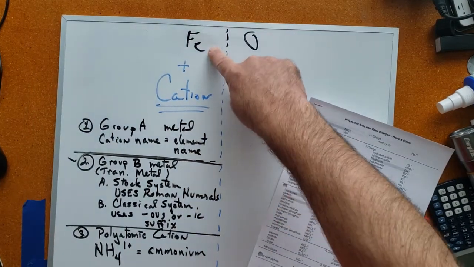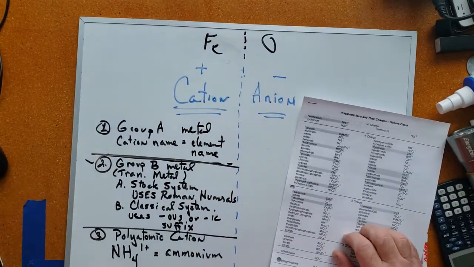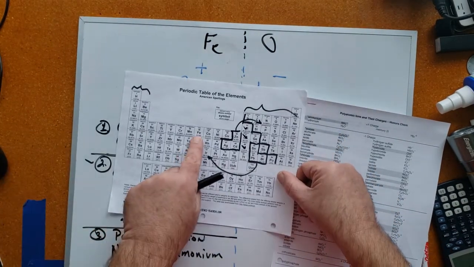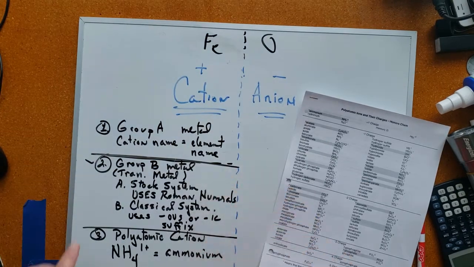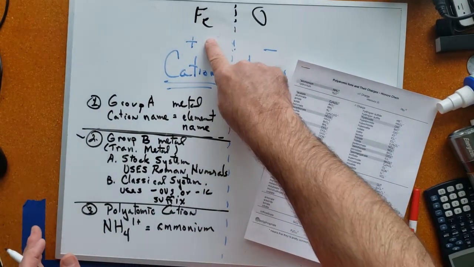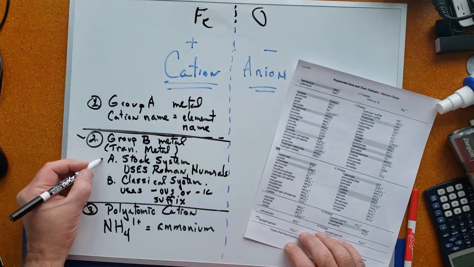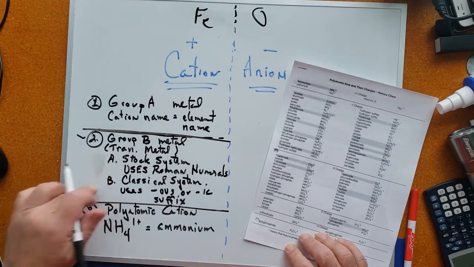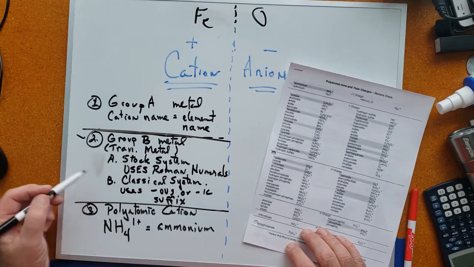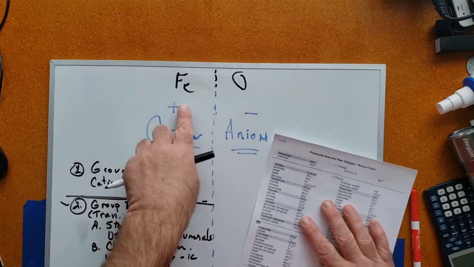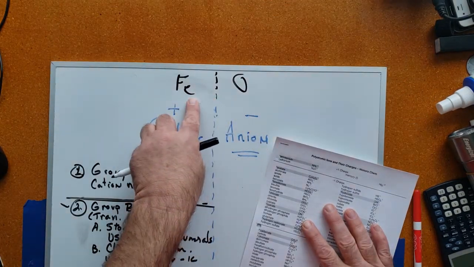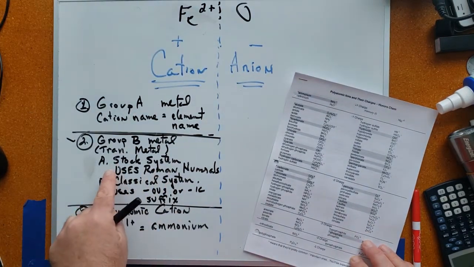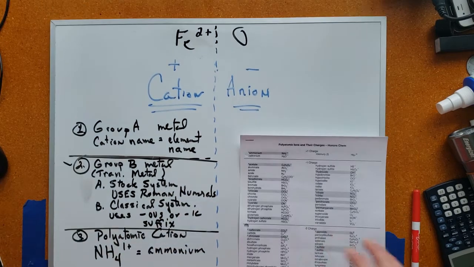Well, we have 3 possibilities. Either it's a group A, a group B, or this ammonium ion. Well, it's certainly not the ammonium ion. Fe is right here. That's a group B, so it falls into this category, which means that I can't simply name this iron oxide. I have to either use a stock system, which is going to include Roman numerals, or a less used system, the classical system. Now, in this particular formula, FeO, turns out this is iron with a +2 charge. And hence, we would use the stock system. We would call it iron 2 oxide.